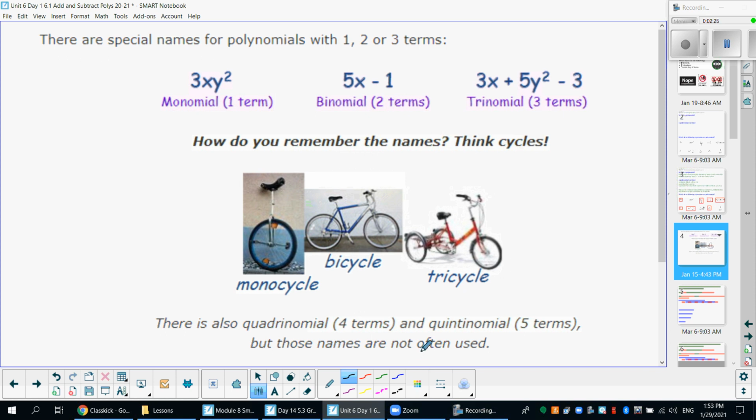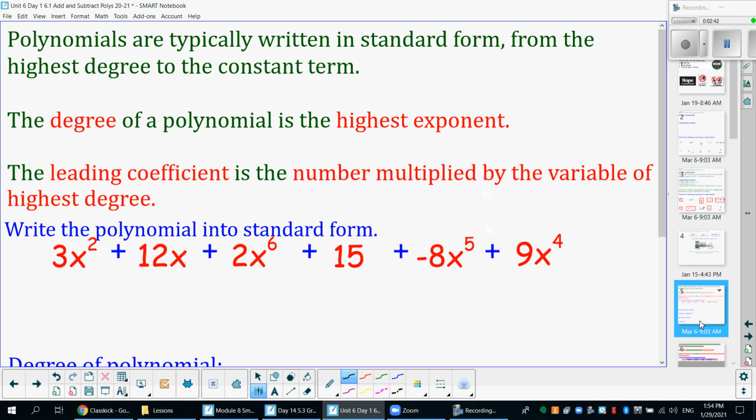There are also special names for 4 terms and 5 terms, the quadrinomial and quintinomial, but those typically are not used. You do see the special names used for monomial, binomial, and trinomial a lot in mathematics. So again, polynomials are typically written in standard form, from the highest degree to the constant term. The degree of the polynomial is the highest exponent value, and the leading coefficient is the number multiplied by the variable of that highest degree.